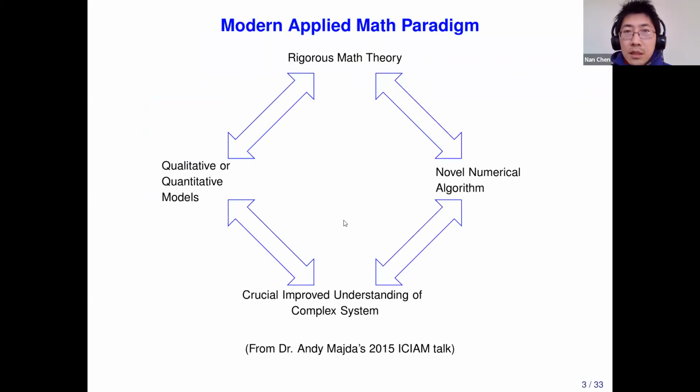I want to mention that modeling nonlinear systems itself is not isolated from others, and actually I want to show this modern applied math diagram from Professor Majda's 2015 ECM talk. In this diagram, we can see different components that are all connected with each other. So we do need different ways to build qualitative or quantitative models, but we also need rigorous mathematical theorems with novel numerical algorithms. All these things together will help us to understand and try to improve the complex nonlinear systems with a lot of applications.